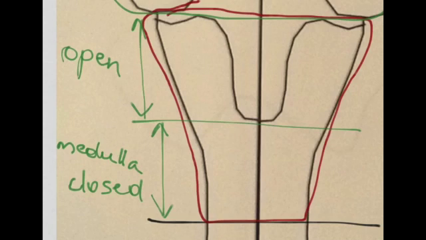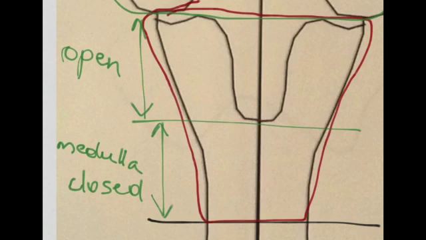This distinction is made because while in the closed medulla, the medulla's cross-section and size is very similar to the spinal cord, in the open medulla, on the dorsal surface, we can see that the midline starts to open up to make space for a fossa, the rhomboid fossa, which will become the floor of the fourth ventricle.